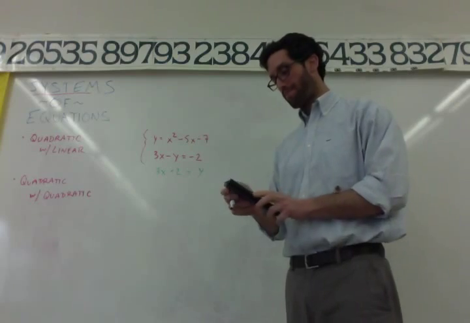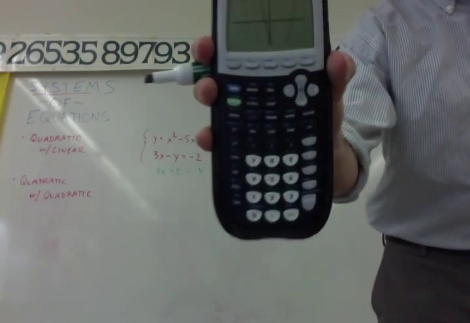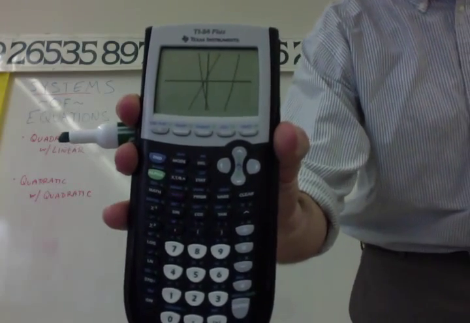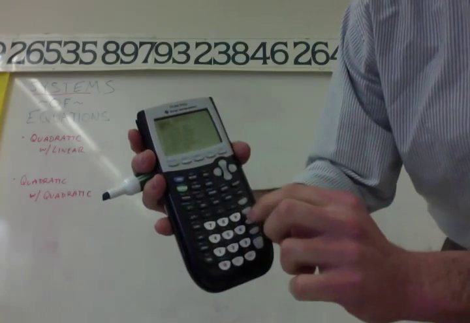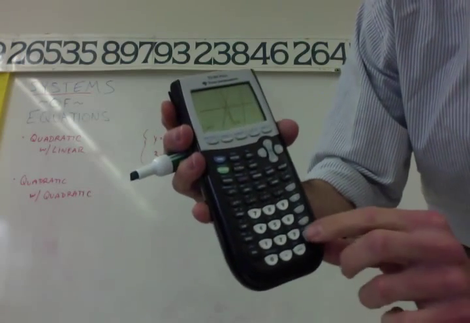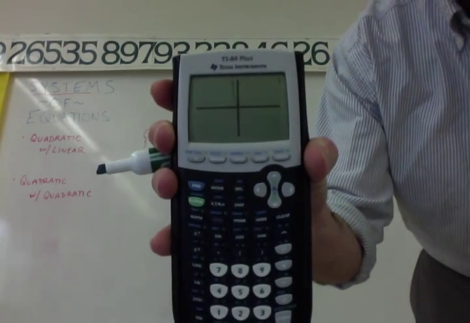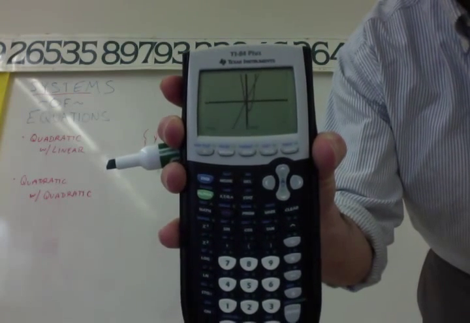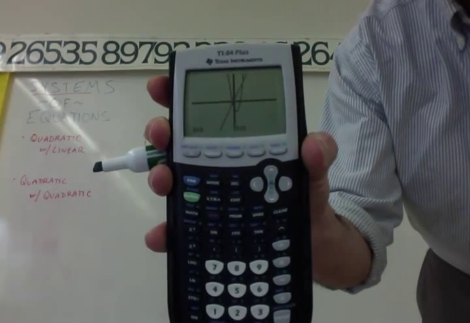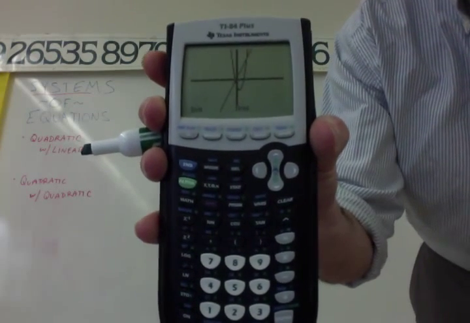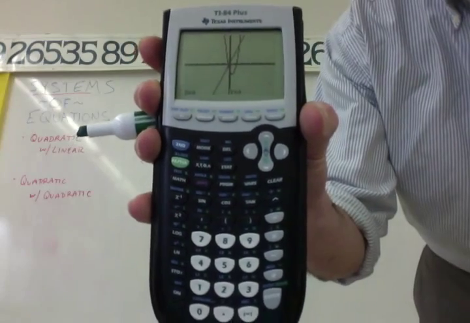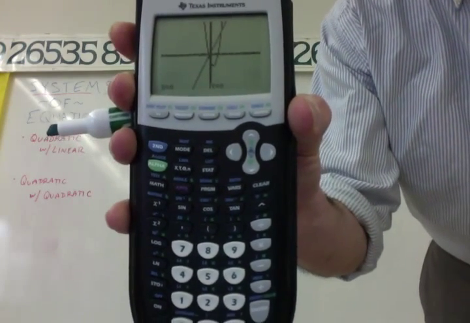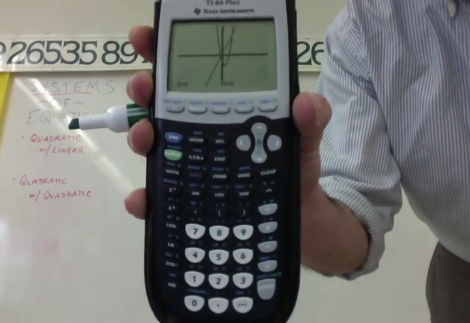And you can graph this, and you can see, well, not perfectly. If we zoom out a little bit, hit zoom, and then the third choice, out, and then enter, you would see the parabola and the line, and that they meet at 2 points. Okay, those 2 points are the solutions to the system of equations, right? The solution to a system is the point of intersection on the graphs. In this case, there are 2 points of intersection, so there are 2 solutions.